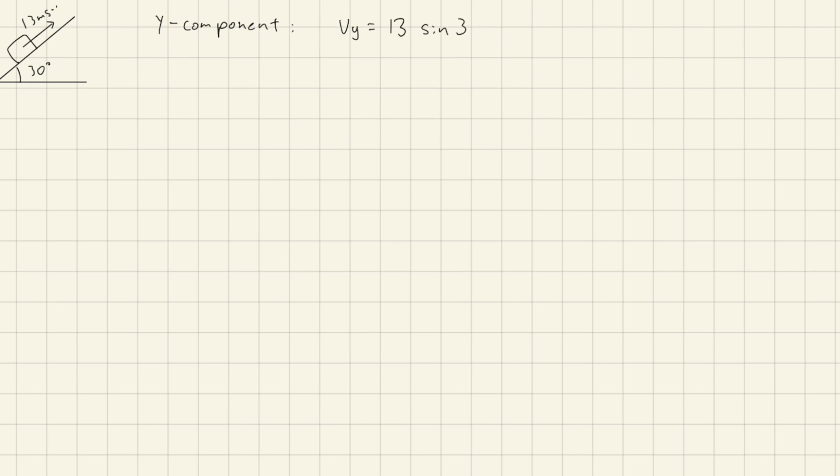Therefore, the upwards velocity of the mass is 6.5 meters per second. Now, placing the upwards velocity into a gravitational potential energy and kinetic energy equation, the height achieved comes out to be 3 meters.